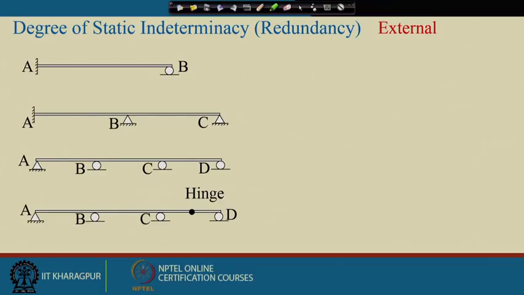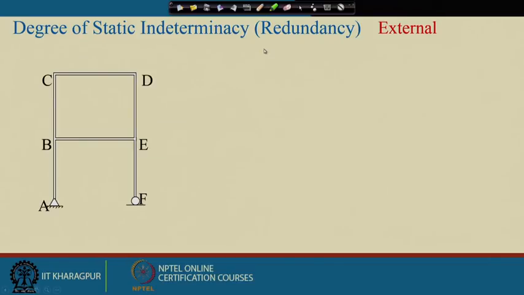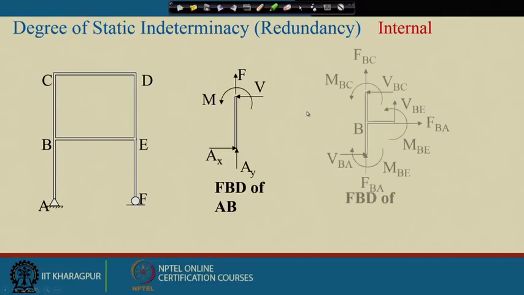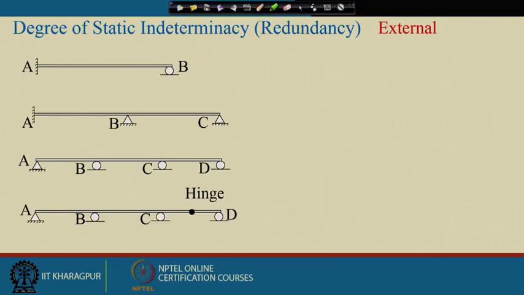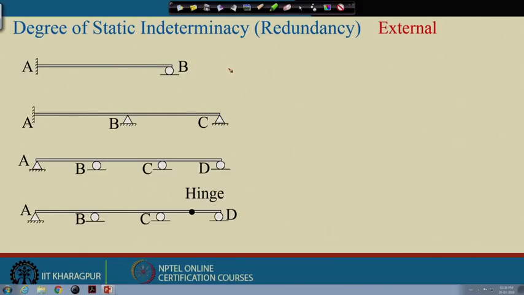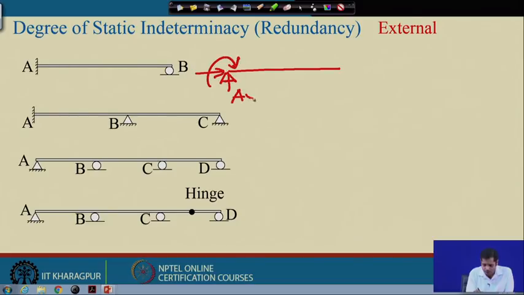Consider the first case, it is a propped cantilever beam. If I draw the free body diagram of the beam, the free body diagram will be this. This is a fixed support, so we have three reactions here, AX, AY and MA, and this is a roller support. We have one reaction, that is BY. So, number of unknowns is 4, 1, 2, 3, 4.